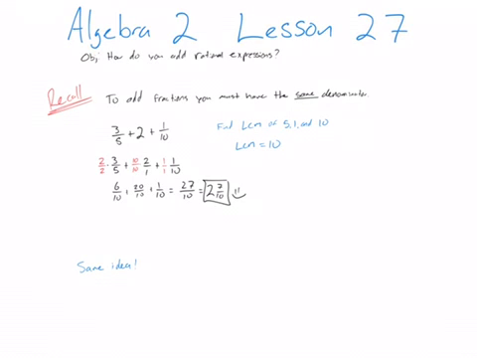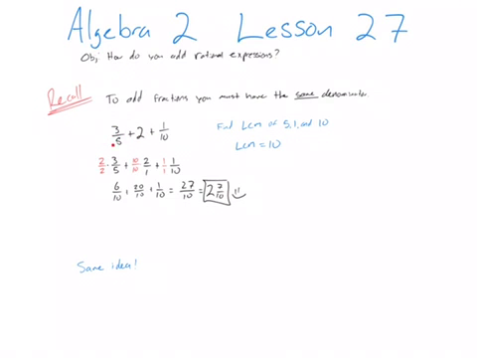This is lesson 27. Objective for today is how do you add rational expressions? Really, rational expressions are simply fractions that have equations in the numerator and the denominator, the top and the bottom. So it kind of just goes back to our fractions, but now we're making it a little bit harder. So before we go on to ones with equations in them, let's just remember how to add fractions.